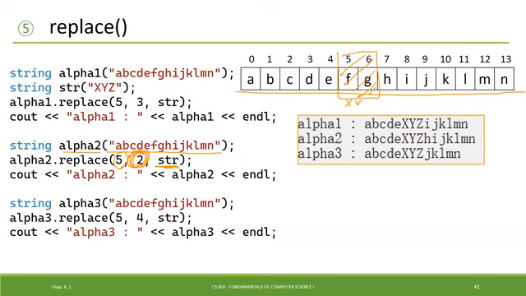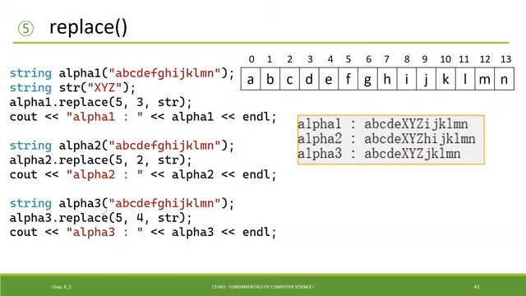So actually, the word will be longer. Do you understand? Because 2 letters will be replaced with 3 letters, right? So the length will be increased by 1. So A, B, C, D, E, and instead of F, G, we have X, Y, Z. And then H through N. It's the same thing.